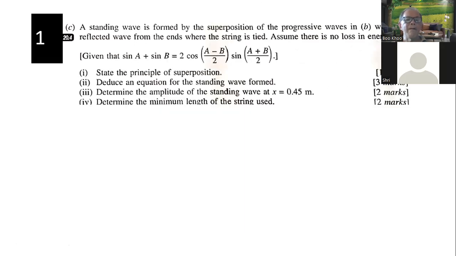A standing wave is formed by superposition of two progressive waves in phase with the reflected wave from the end where the string is tied. Assume there is no loss in energy. They give you the formula. State the principle of superposition. Can you remember?